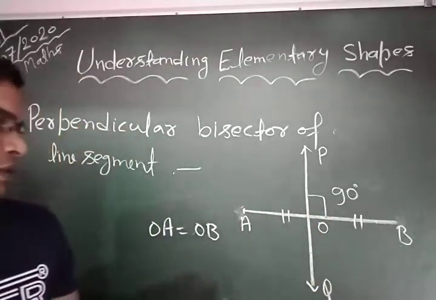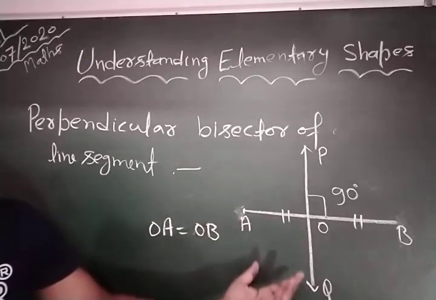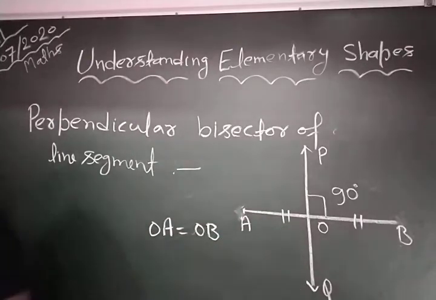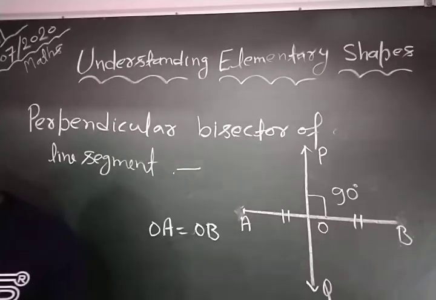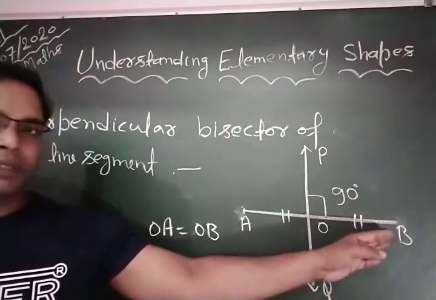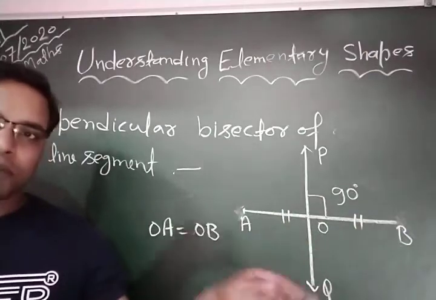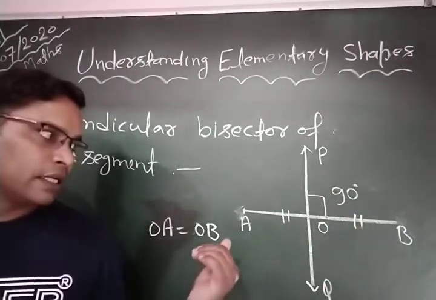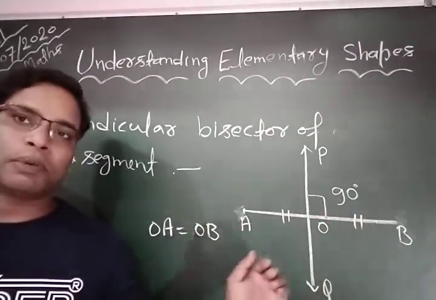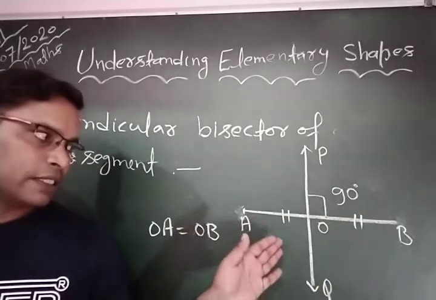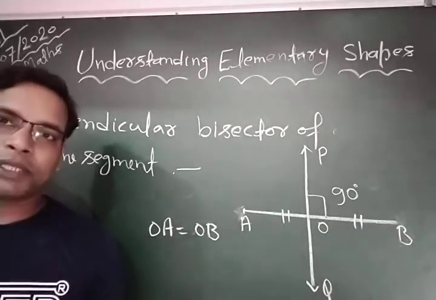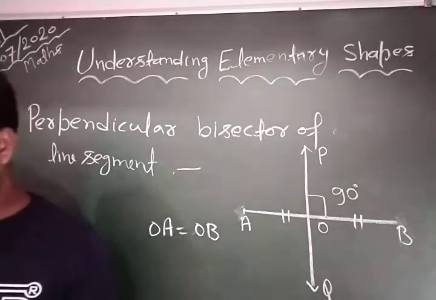So this is the perpendicular bisector of AB. Clear? I hope all of you understood the perpendicular bisector of a line segment. Here AB is the line segment and PQ is the line. PQ bisects AB and is also perpendicular to AB. So you can say PQ is the perpendicular bisector of AB.